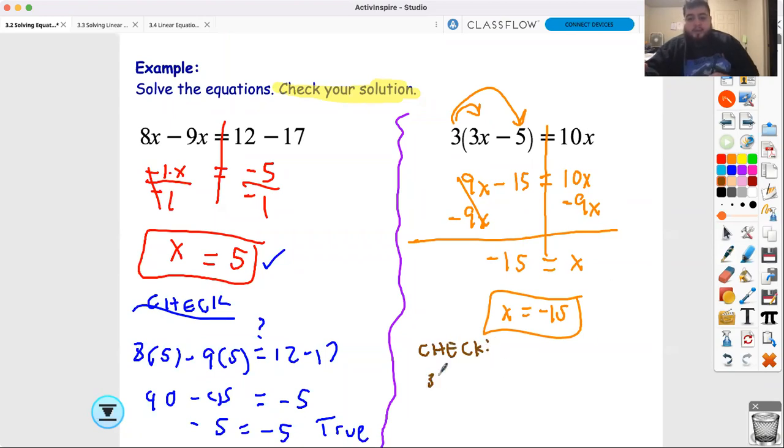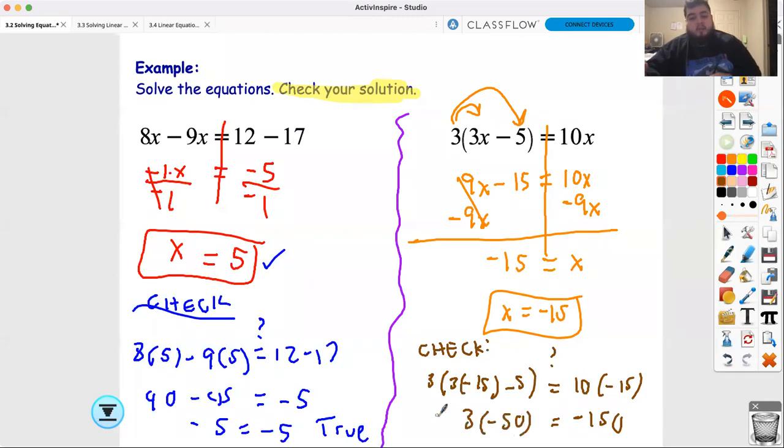So then we're going to get 3 times parentheses 3 times negative 15 minus 5 equals 10 times negative 15 question mark. Well, 10 times negative 15 is negative 150. So let's do the left side. So 3 times negative 15, that's negative 45. Negative 45 minus 5 is negative 50. So then we're going to get 3 times negative 50, which is just negative 150, which is true. So this is the correct solution.